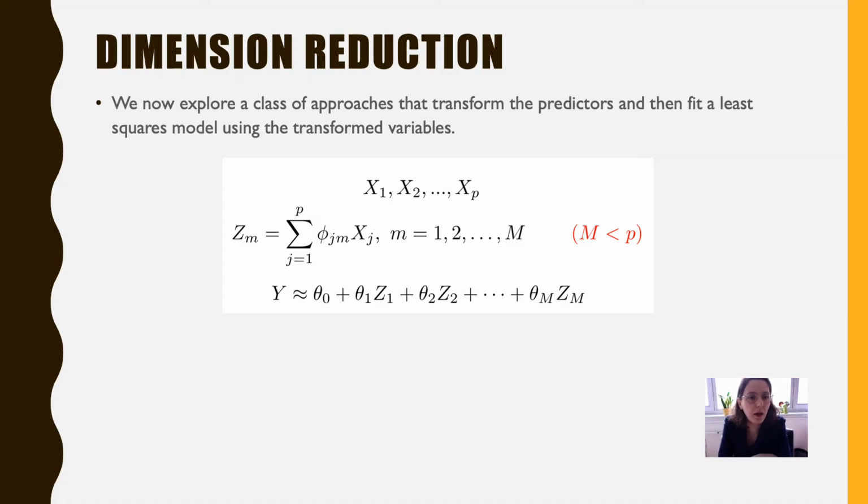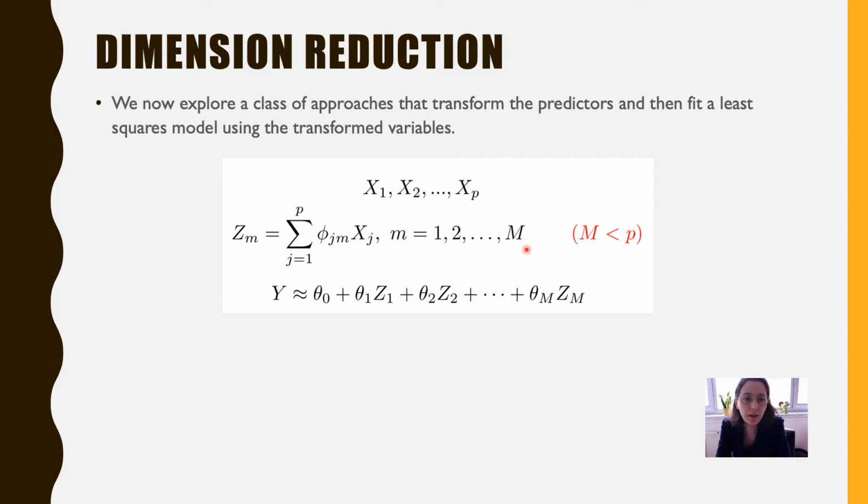Here is the general schema. Now what we are doing is that we try to explore a class of approaches that transform the predictors. Here are my predictors. I have p number of predictors. And we are trying to transform these and then fit a least squares model using those transformed variables. So this is my new variable, the transformed version of your predictors.